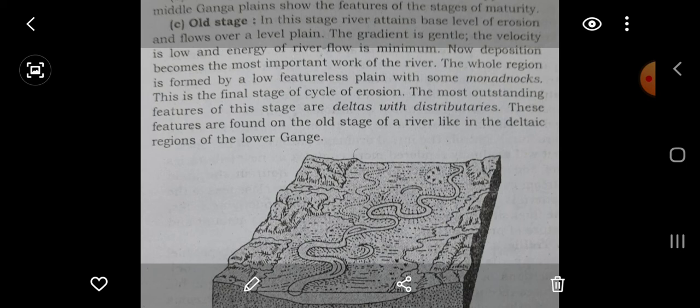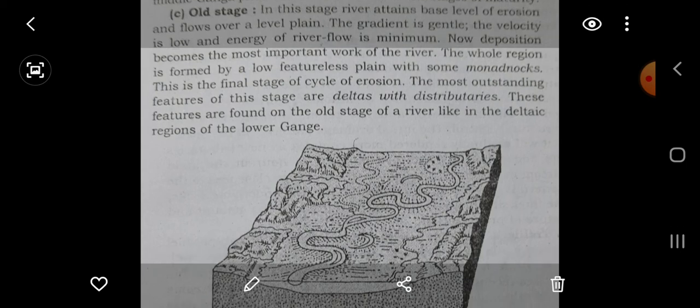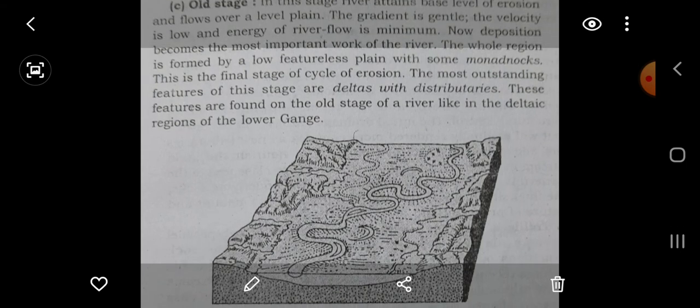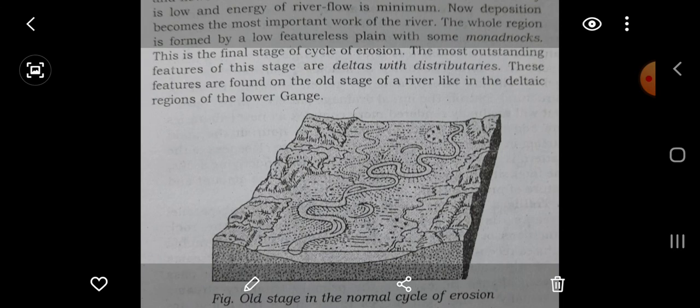The most outstanding feature of this stage is the delta with distributaries. These features are found in the old stage of a river, like in the deltaic region of the lower Ganga plain. So the old stage is shown here in the diagram also.